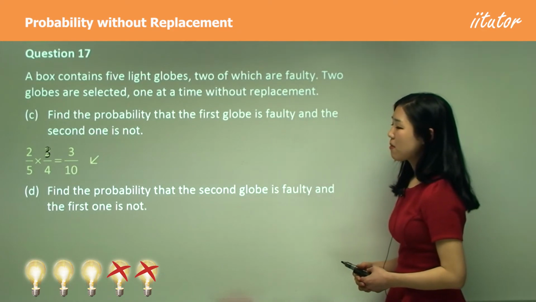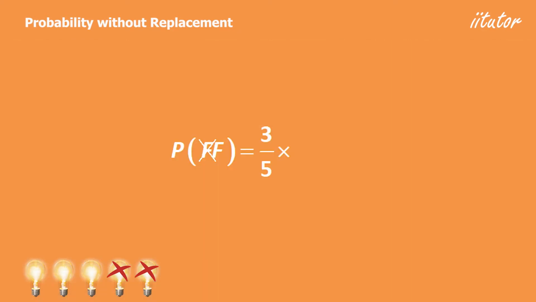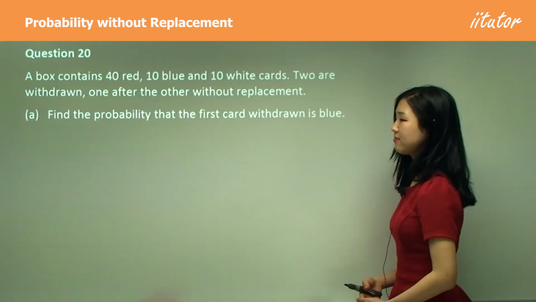D. Find the probability that the second globe is faulty and the first one is not. 3 out of 5 because that's the non-faulty globe. The faulty globes, there's 2 out of 5, but because I've picked one already from my first pick, I'll only have 4 left to choose from, so it's 2 out of 4, which is simplified, also 3 on 10.